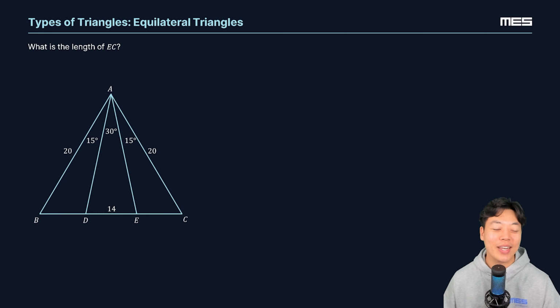Now, equilateral triangles. What is the length of EC? So we want to find this x right here. Now, since we know this is an equilateral triangle, all these angles are equal to 60 degrees.